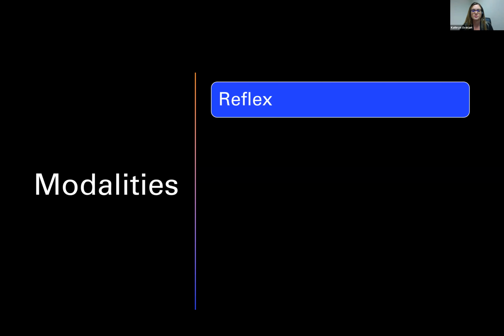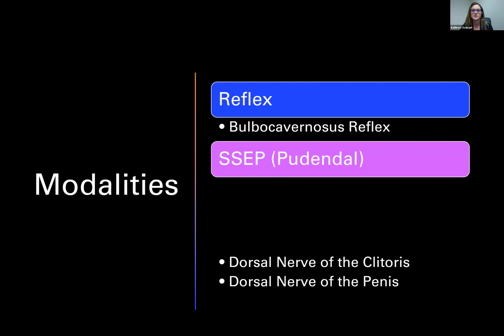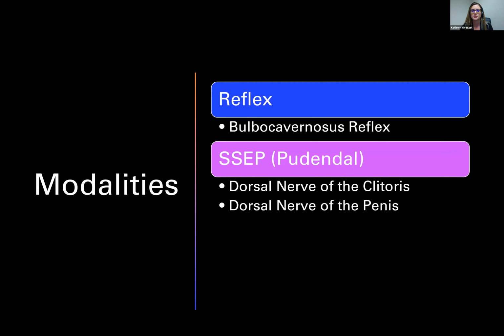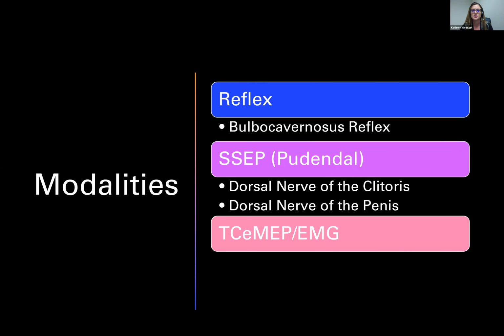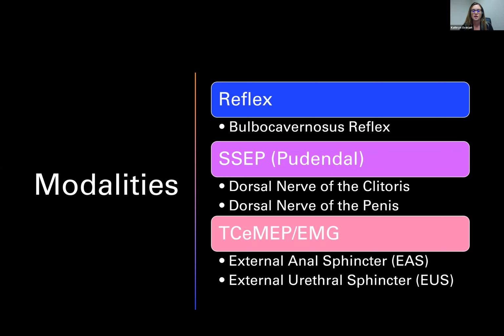The 3 main modalities we'll go over today are the bulbocavernosus reflex and pudendal SSEPs, which are a little different for stimulation of the dorsal nerve in males versus females. And then grouped together, we'll discuss motor evoked potentials, transcranial electrical motor evoked potentials, and electromyography from the external urethral sphincter. I won't go into too much detail about the anal sphincter as this one's pretty well covered at this point, but I will have some pictures and examples as well.